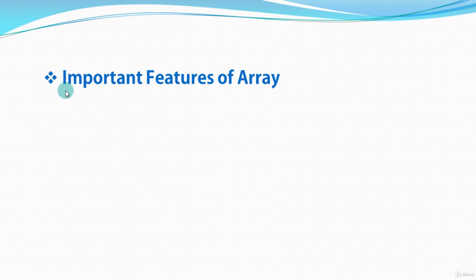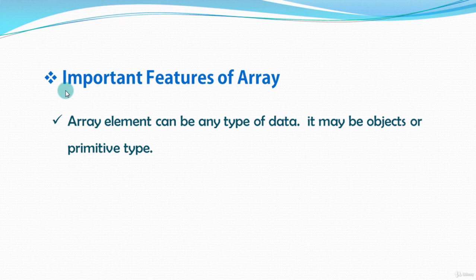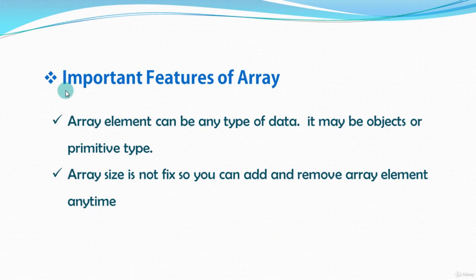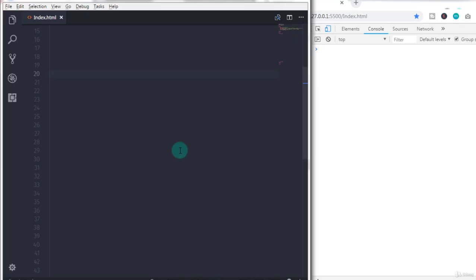So let's take a look at the important features of array. Array elements can be any type of data. It may be object or primitive type. Array size is not fixed, so you can add and remove array elements anytime. Array is zero-based, so the first element of the array is 0 and the next element is 1 and so on. To declare an array, we can use square brackets, and to separate elements use a comma.